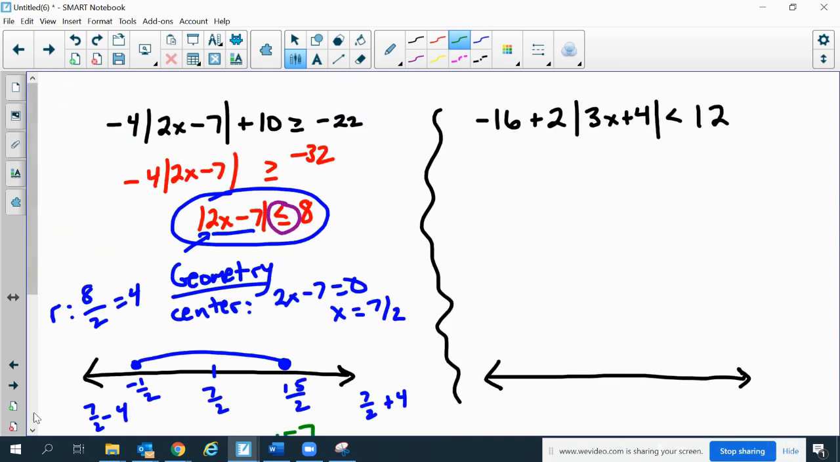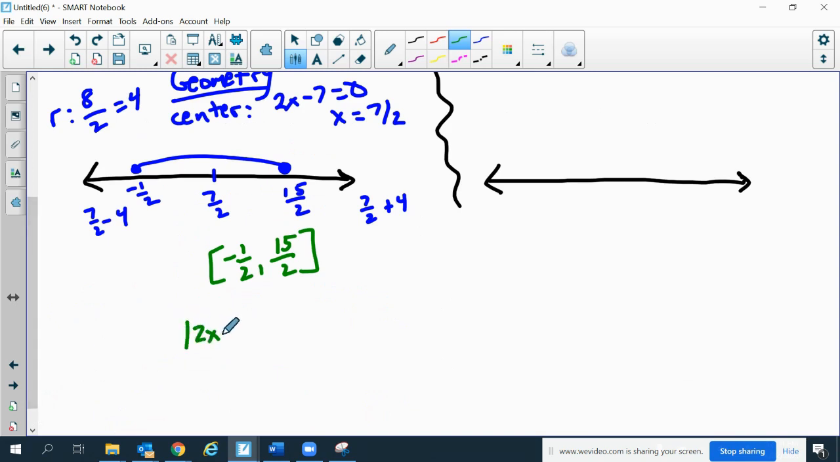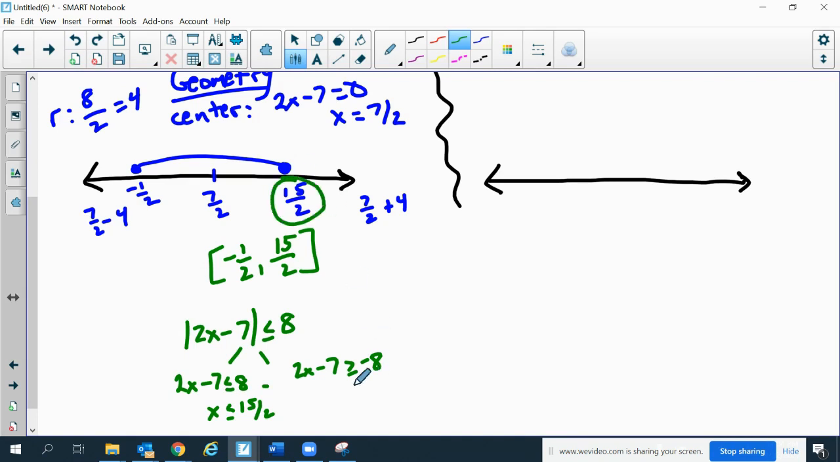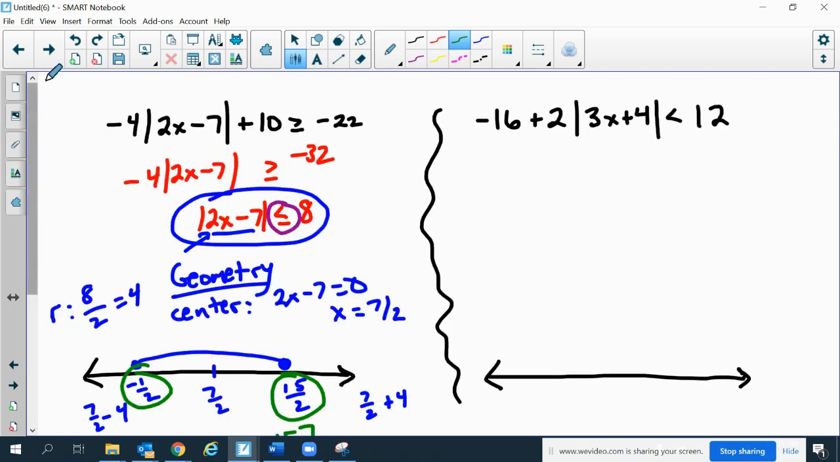And I can solve this super quick just to make sure that I know what I'm doing in terms of the geometry. So 2x minus 7 is less than or equal to 8, or greater than or equal to negative 8. So if I add 7 and divide by 2, I get x is less than or equal to 15/2. And x is greater than or equal to negative 1/2. So notice that the algebra matches the geometry.